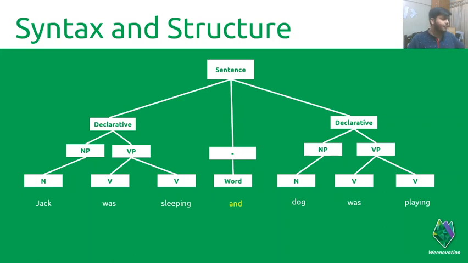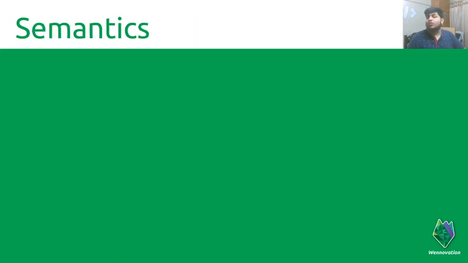And then inside the declarative clauses we have phrases such as the noun phrase and the verb phrase. The noun phrase has a noun, Jack, and then we have a verb phrase which has a helping verb, was, and a verb, sleeping. And then we have a word, and, which is a conjunction. It's not a part of any clause, and it's joining the other clause with the previous clause, and that's how you form a sentence. So now you know what syntax is. Let's move on to semantics.